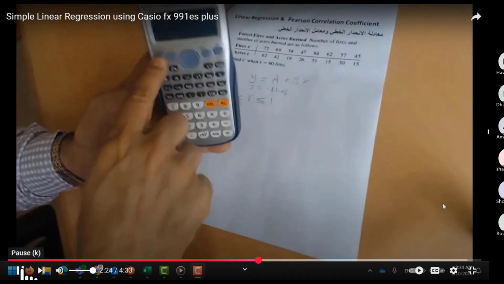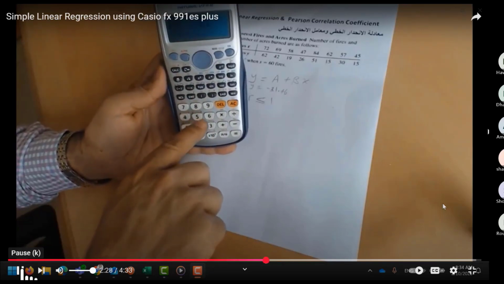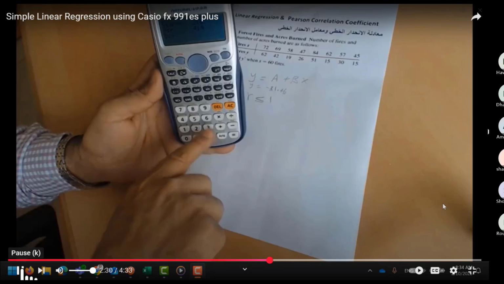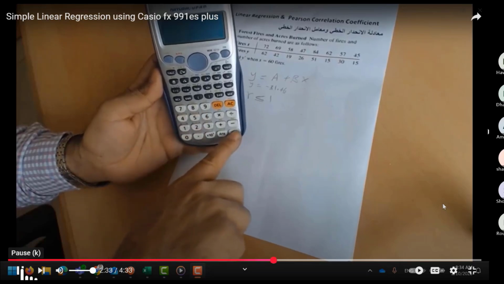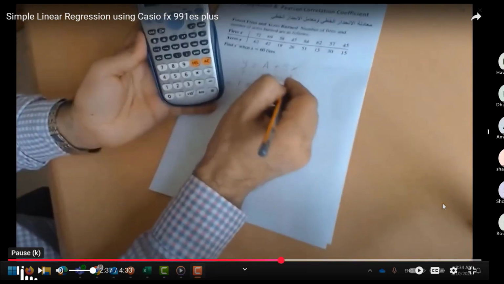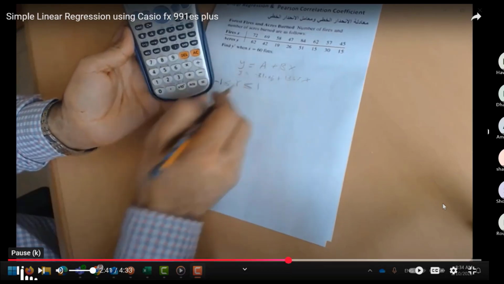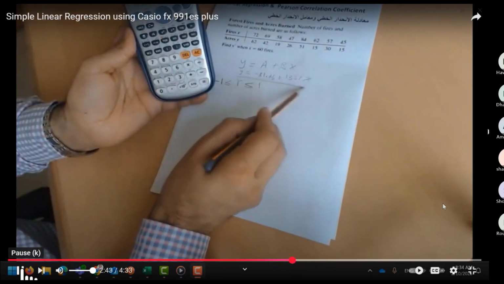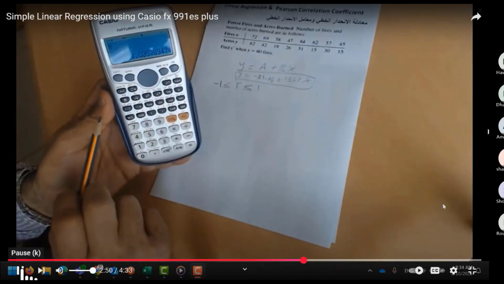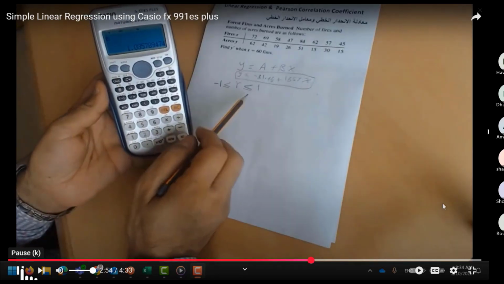Now, shift and 1 again. No need to input your data again. Shift and 1 again, and press 2, which is B, and press equal. After this one, you get B positive. Okay. I don't care about the value of B. I'm caring that it is positive, so it means there is a positive relation, right? 1.357.